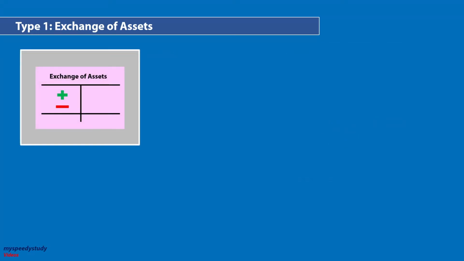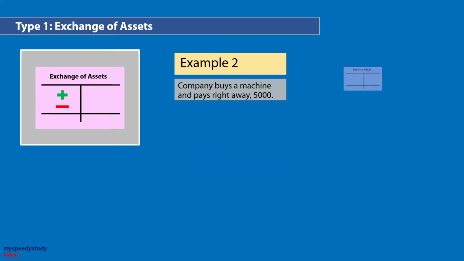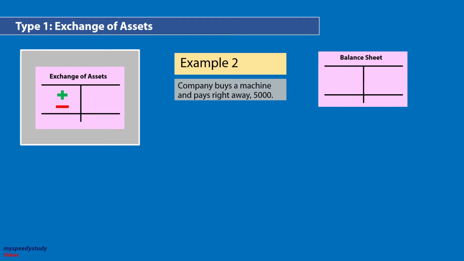Second example. Company buys anything, a machine or inventories like merchandise, raw materials, shares of stock, any securities, anything that can appear on the asset side of a balance sheet. And that would be the important thing for now, paying right away. Paying right away, the cash position, the bank account, is being reduced. Let's say in our example, the company buys a machine and pays right away 5,000.